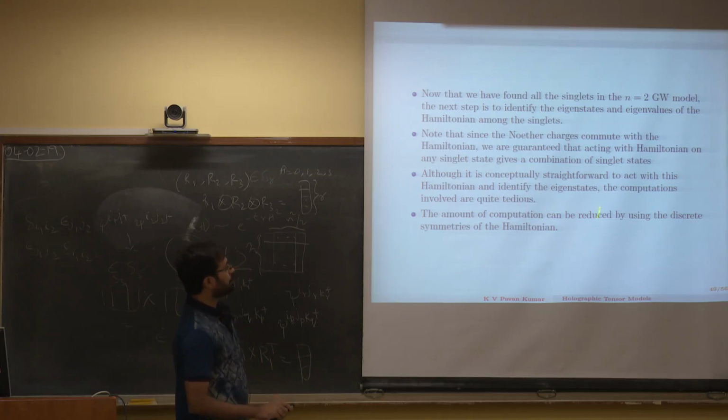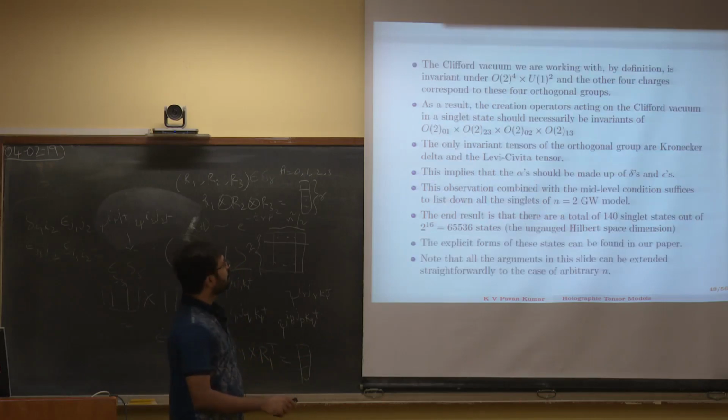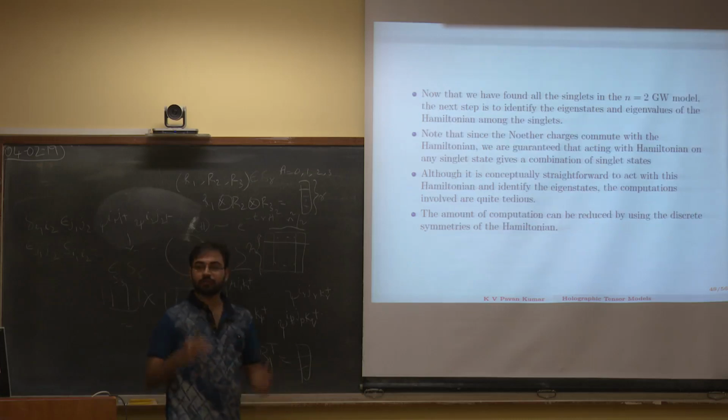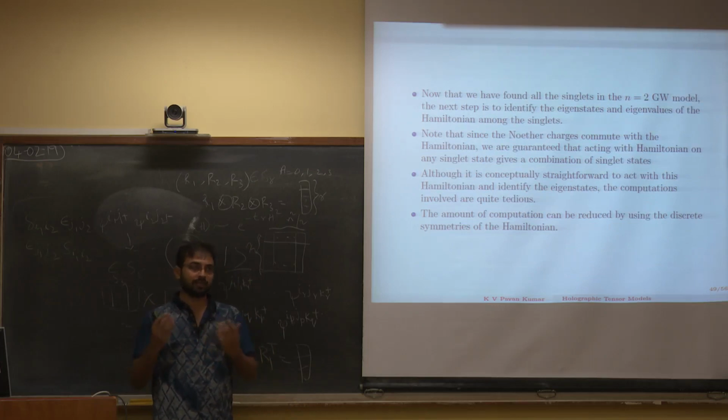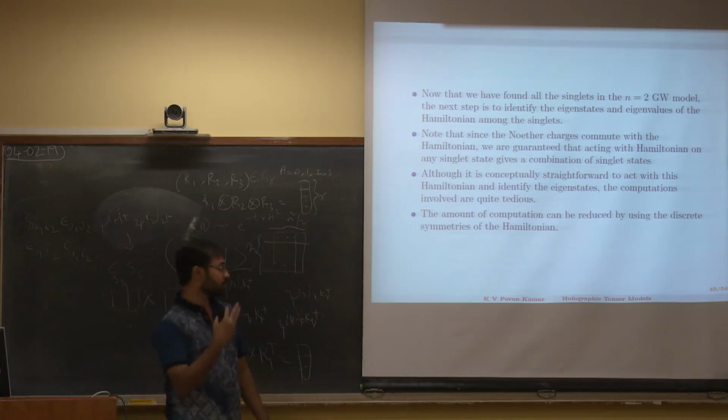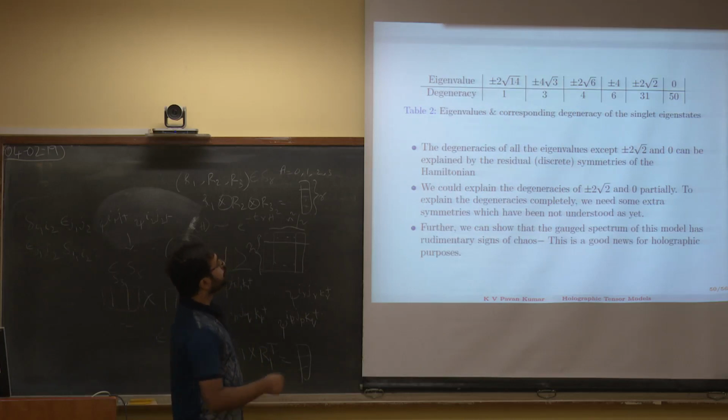One of the things that reduces the number of computations is the discrete symmetries of the Hamiltonian. For example, in the Gurau-Witten model, if you exchange colors, those are discrete symmetries. If you exchange any pair of colors, the H goes to minus H. So we can use these symmetries to reduce the number of computations. If we do all the computations, then these are the eigenvalues we found.